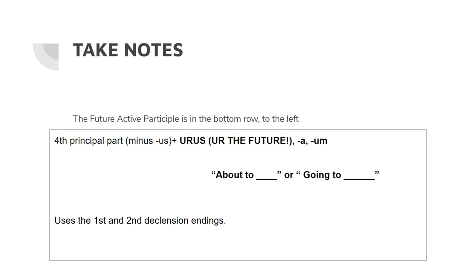As I also have here on the top line, it says -a -um because this also uses the first or second declension endings. The translation for the future active participle is about to blank or going to blank. There are a few other ones too, but these are going to get us through most of the things we need to do. All right.